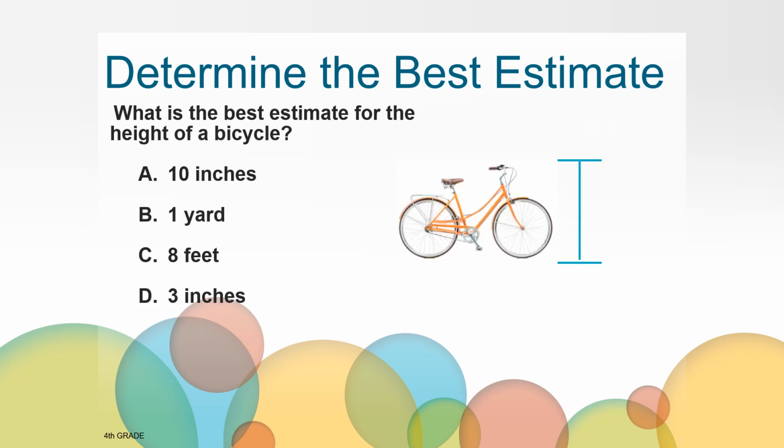What is the best estimate for the height of a bicycle? A, 10 inches, B, 1 yard, C, 8 feet, D, 3 inches. The best estimate for the height of a bicycle is 1 yard.